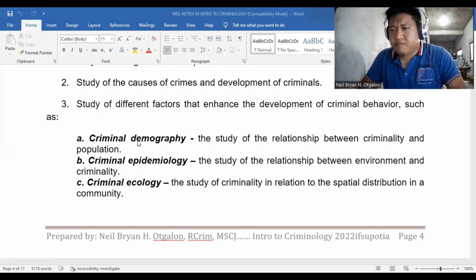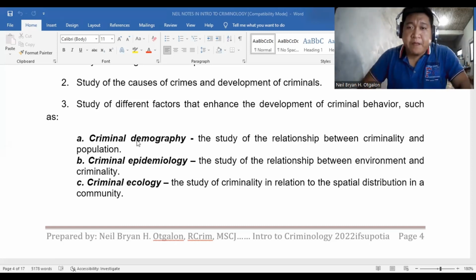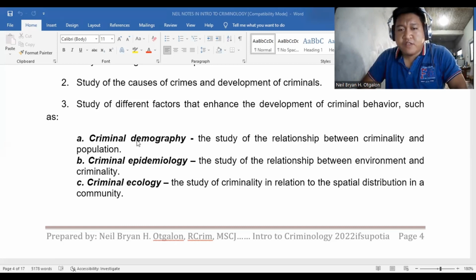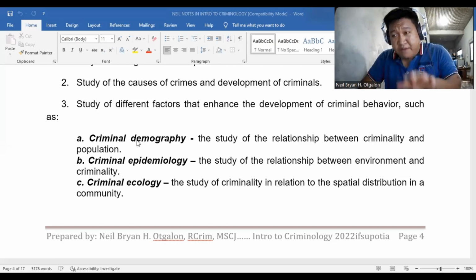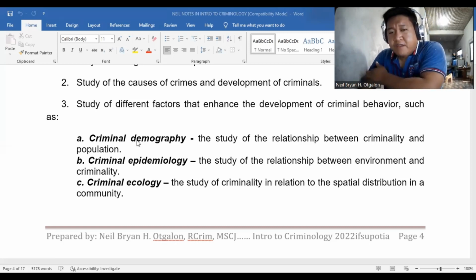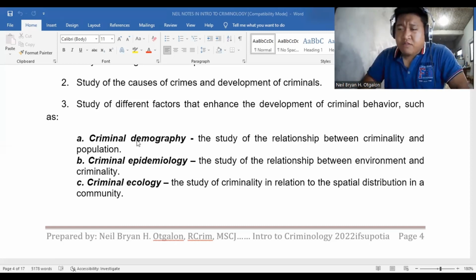Second is criminal epidemiology. It is the study of the relationship between the environment and criminality. In this criminal epidemiology, kinuha nila yung ideya sa medical science. Sa medical science, pag sinabi mong epidemic, especially this time, na meron tayong pandemic, di ba? Pag epidemic muna, pag tumaas above epidemic level, then it becomes pandemic. At yan yung nangyari sa atin in relation to the COVID-19. So itong epidemiology, it is a medical attribution, it is medical in nature.